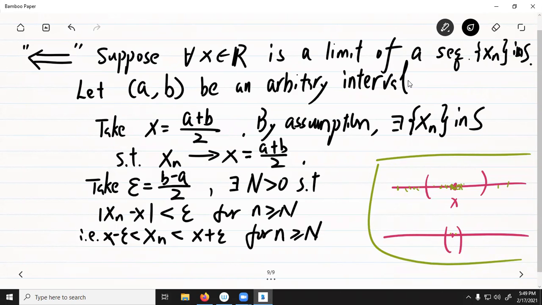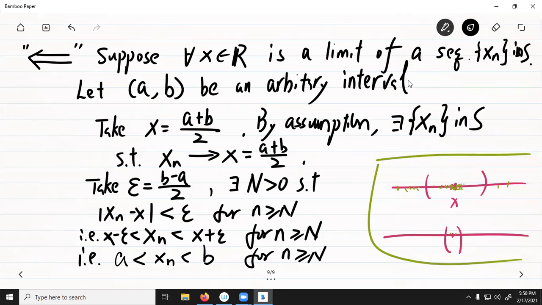If you plug in (a plus b) over 2 minus (b minus a) over 2, which is equal to a, you can calculate. And if you plug in the other one here, it would be b, for n greater than or equal to capital N. So you see, at least one, right?